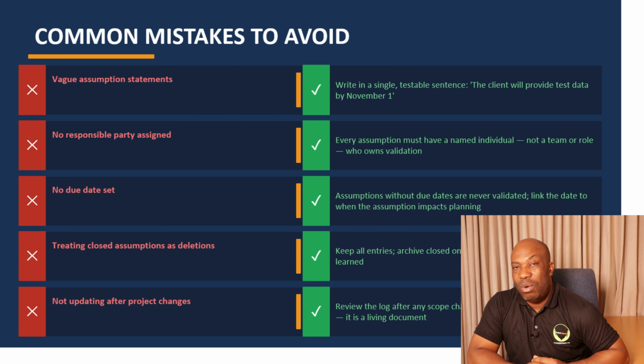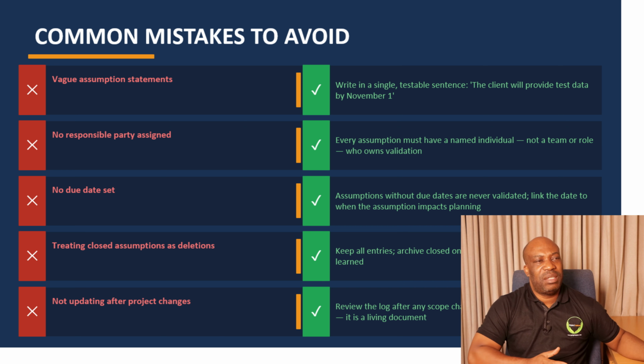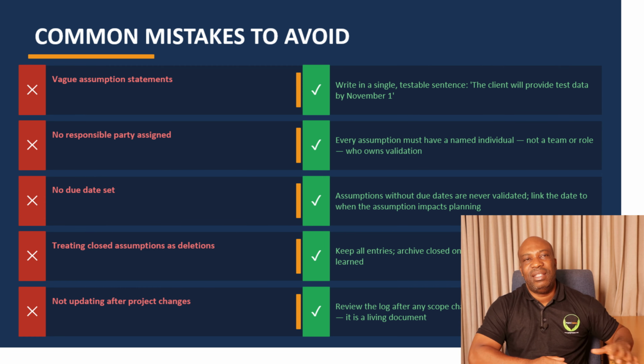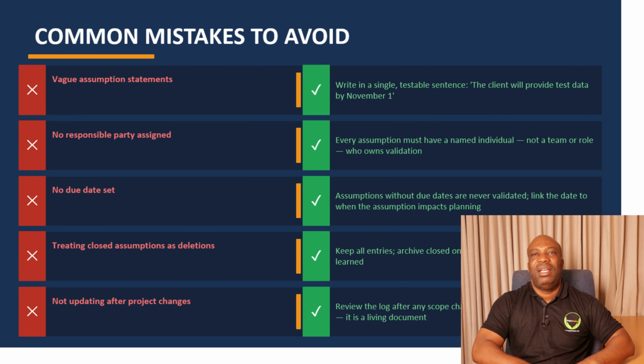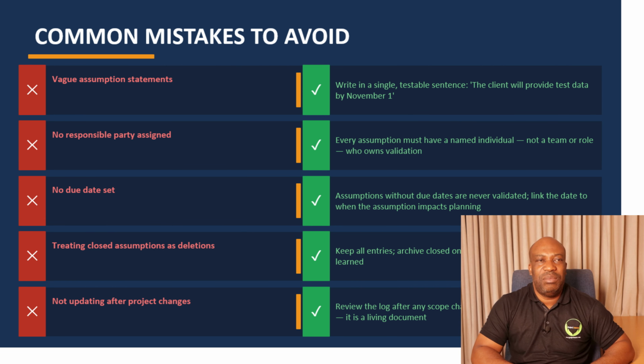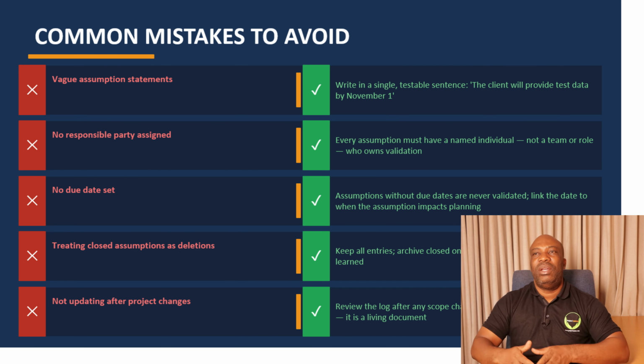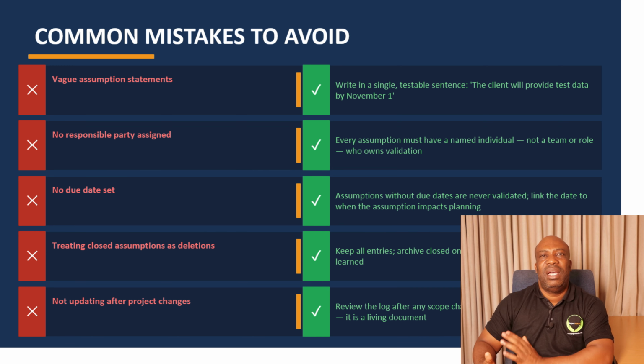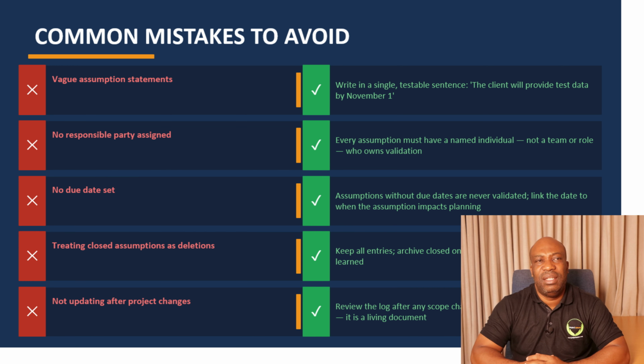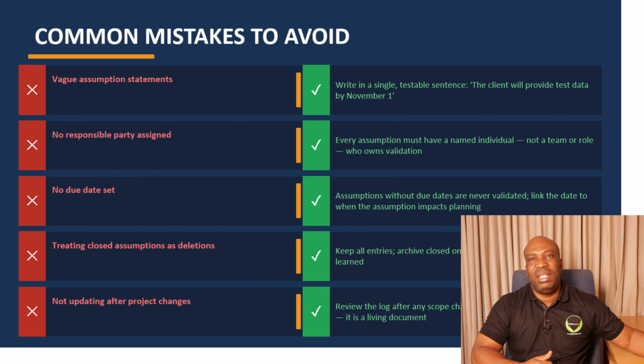Then the common mistake number 2 is no responsible party assigned. I can tell you, most project managers make this mistake. They create an assumption log, but no responsible party is assigned from the beginning. That assumption log is never updated. No one is ever going to transfer the assumption to either a risk or a log. Then when you face an issue, people are asking questions. How come this was never foreseen? Yet it was actually recorded in the assumption log.